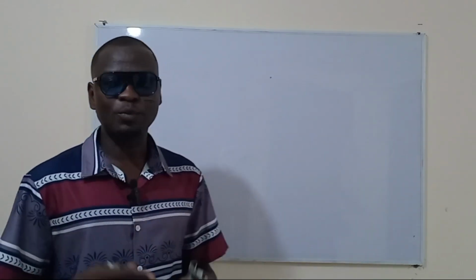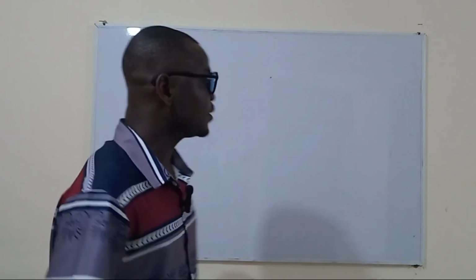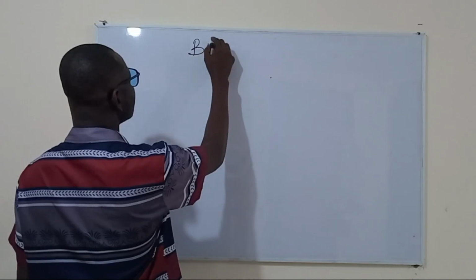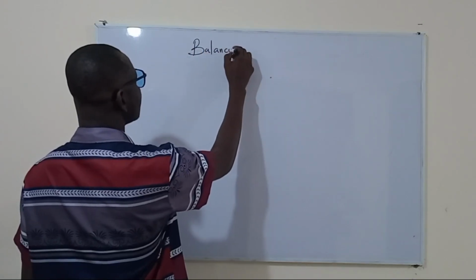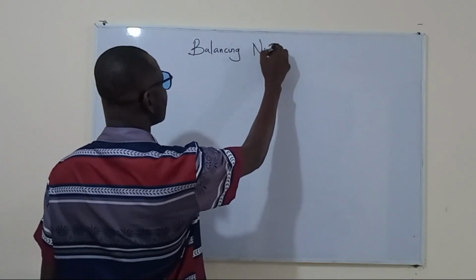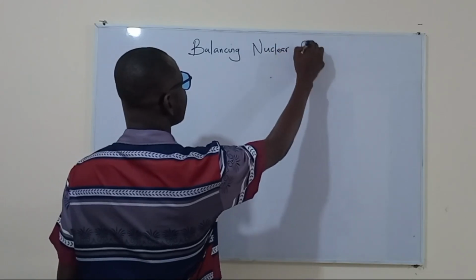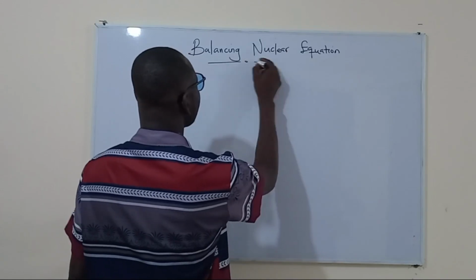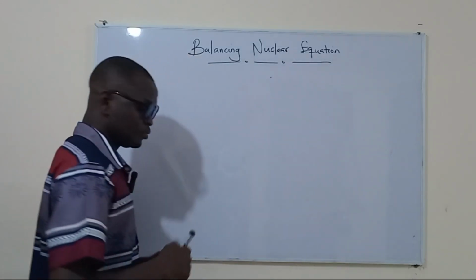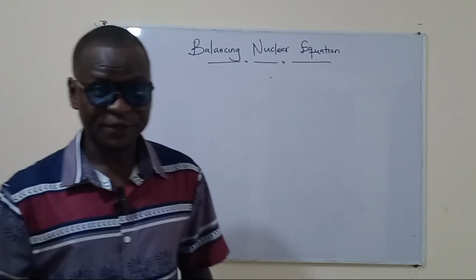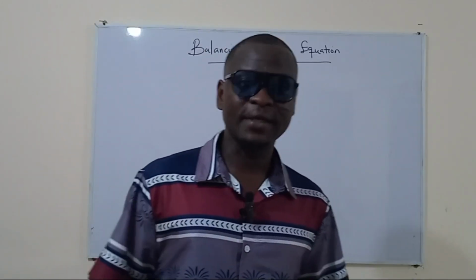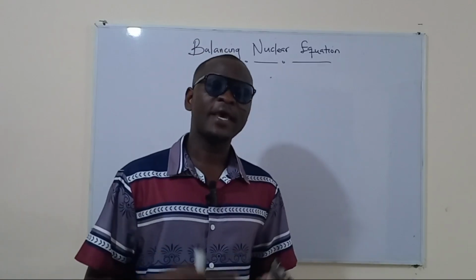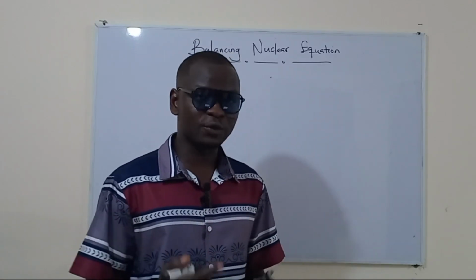We want to look at how to balance nuclear equations. So let's get started. Before we balance nuclear equations, there are some subatomic particles that have known mass numbers and atomic numbers. So we have to see those particles.